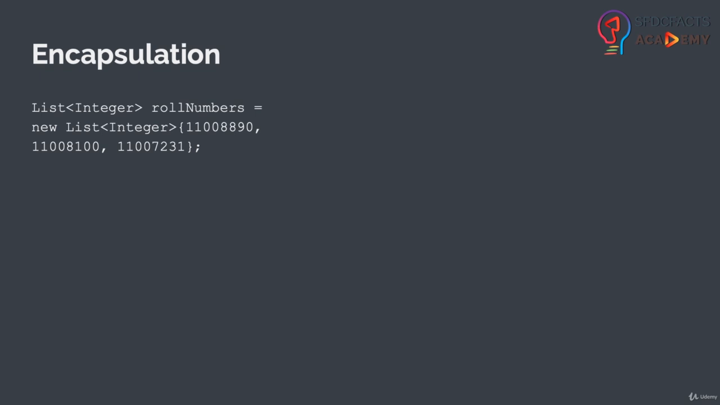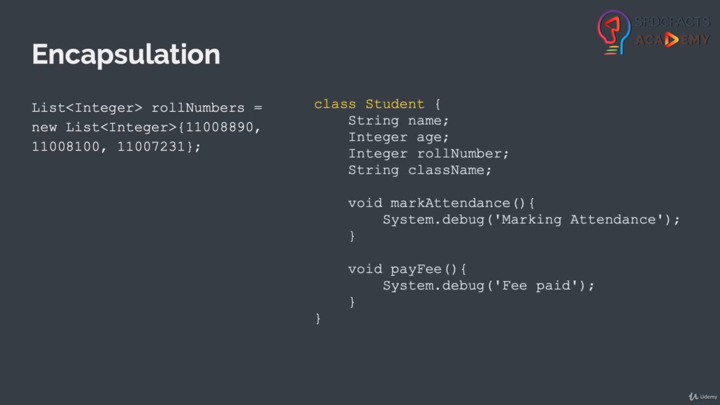We could not store the roll numbers, name, the age and class name together anywhere because we did not have any mechanism to store all these properties of students. But now let's take a look at this student class, and we can clearly see how well it defines a student. It contains all the properties of a student, and you can add more properties as well. It also defines the student behaviors like marking the attendance and paying the fee.